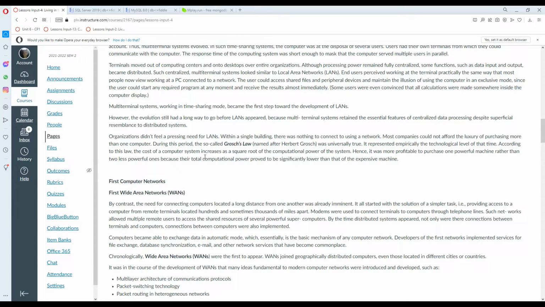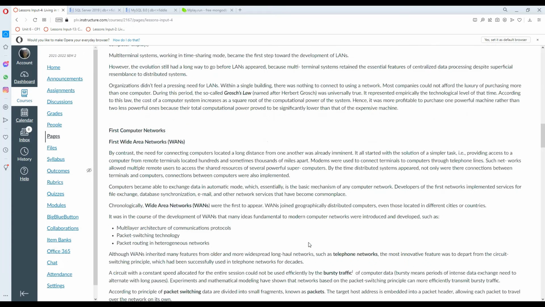According to this law, the cost of a computer system increases as the square root of the computational power of the system. Hence, it was more profitable to purchase one powerful computer rather than two less powerful ones, because their total computational power proved to be significantly lower than that of the expensive machine.